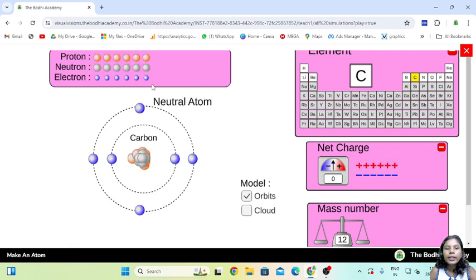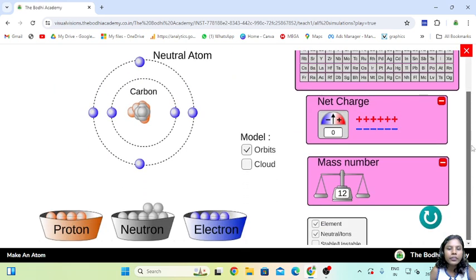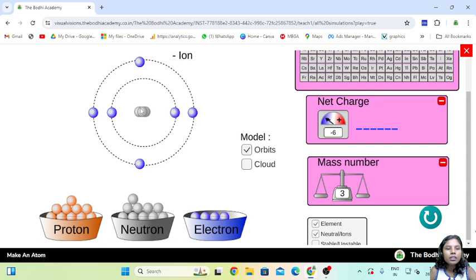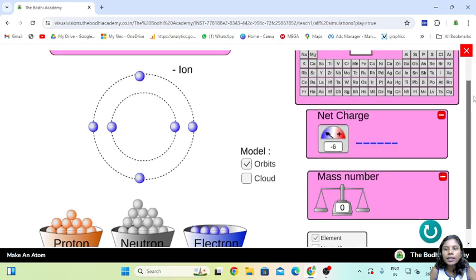Now let's look at carbon, the basic element that we have. Carbon: 1, 2, 3, 4, 5 and 6. That is its atomic number, 6. Then we'll look at the neutron count: 1, 2, 3, 4, 5 and 6. That was the neutron count. And lastly we have the electron count: 1, 2, 3, 4, 5, 6 electrons are there in carbon.